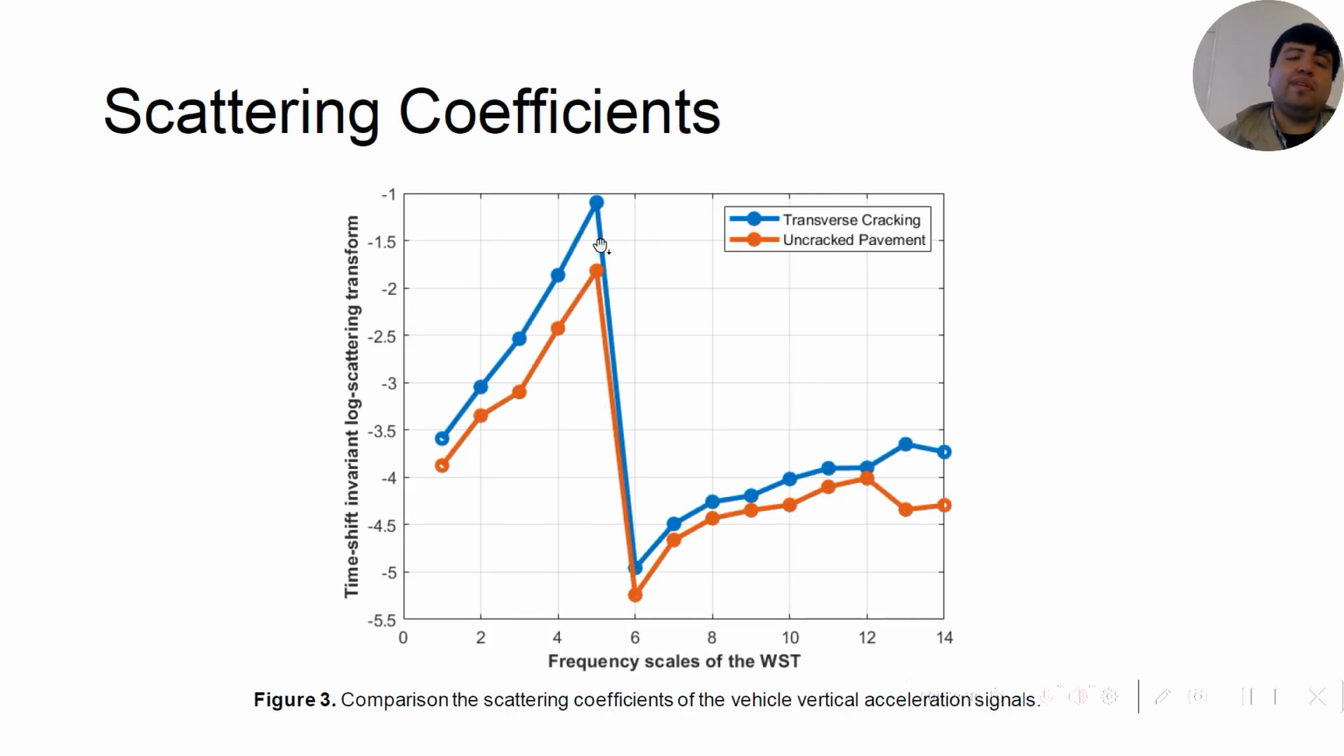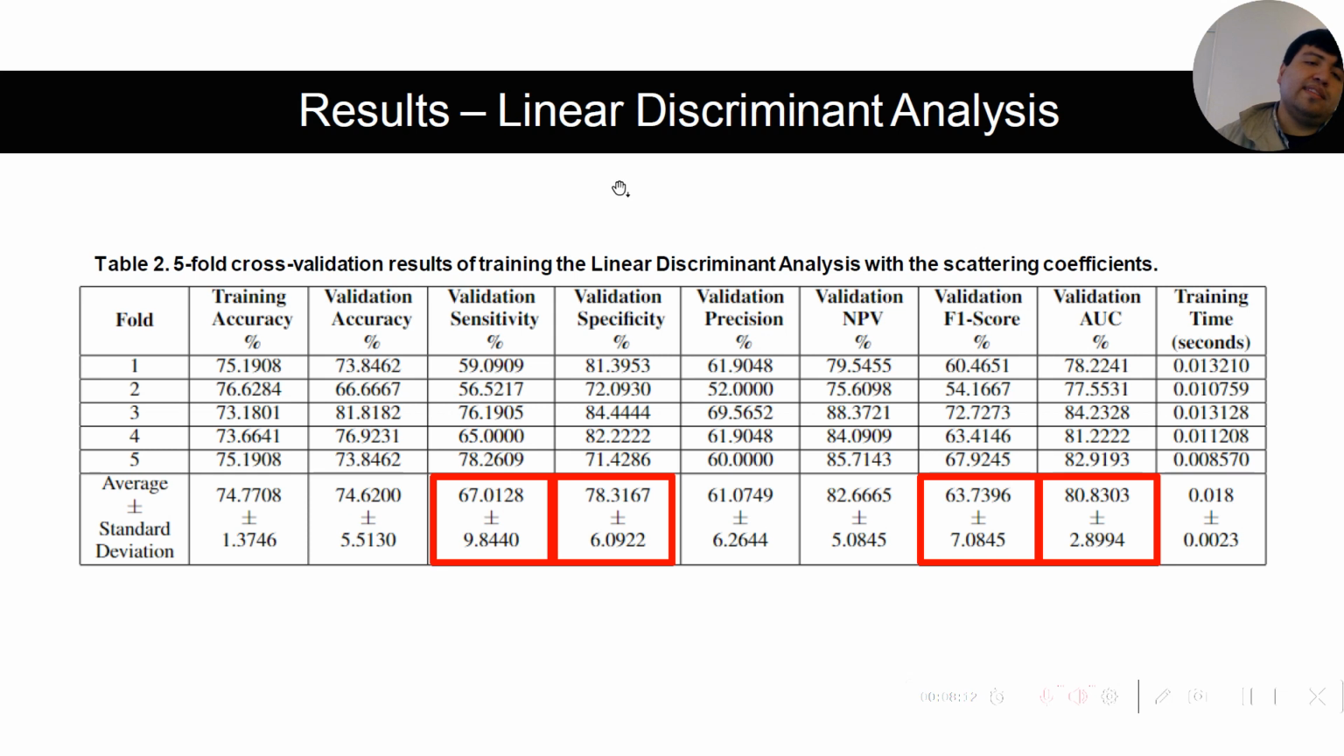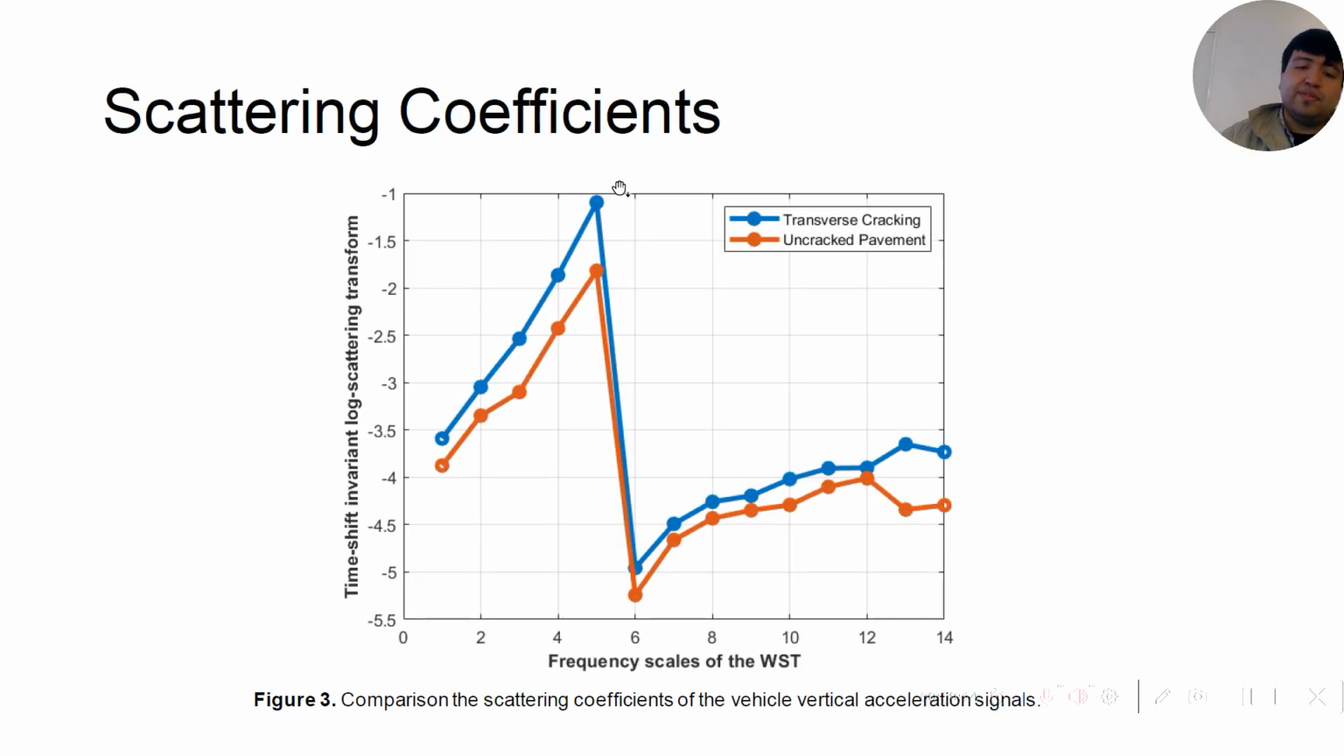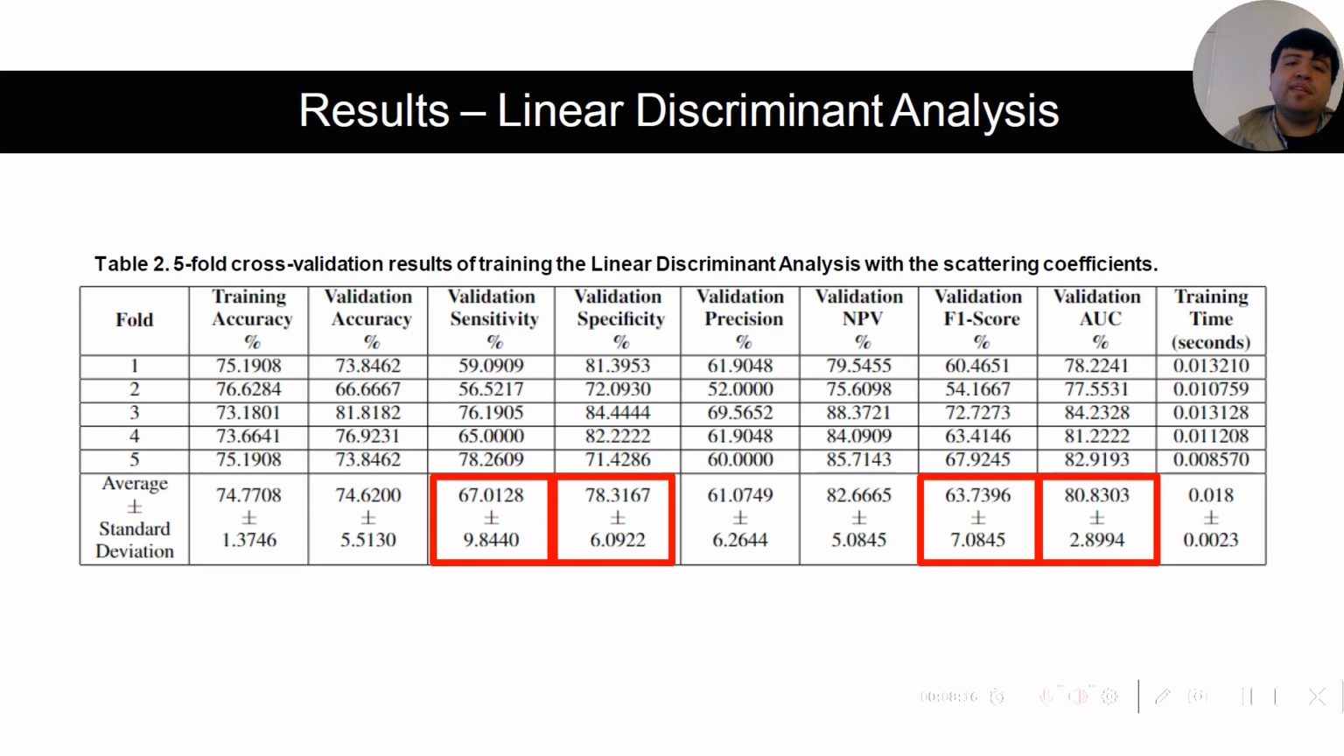This is an example of the results that we obtained after applying the scattering transform to the vehicle vertical acceleration signals. In blue, you can observe the scattering coefficients of a signal associated with transverse cracking. And in red, you can observe the scattering coefficients of a signal associated with uncracked pavement. These were basically the features that we used to train the classifiers.